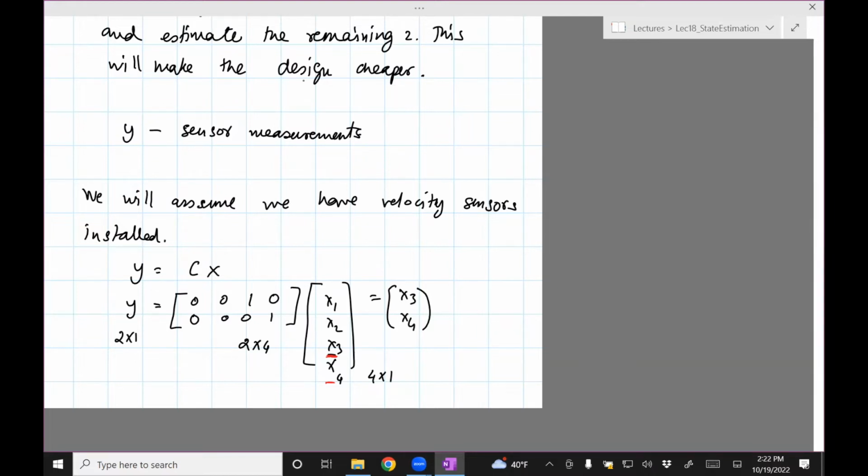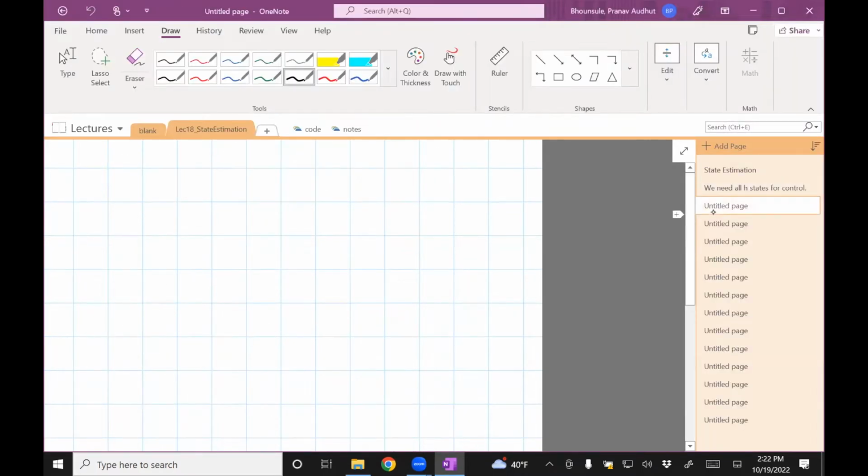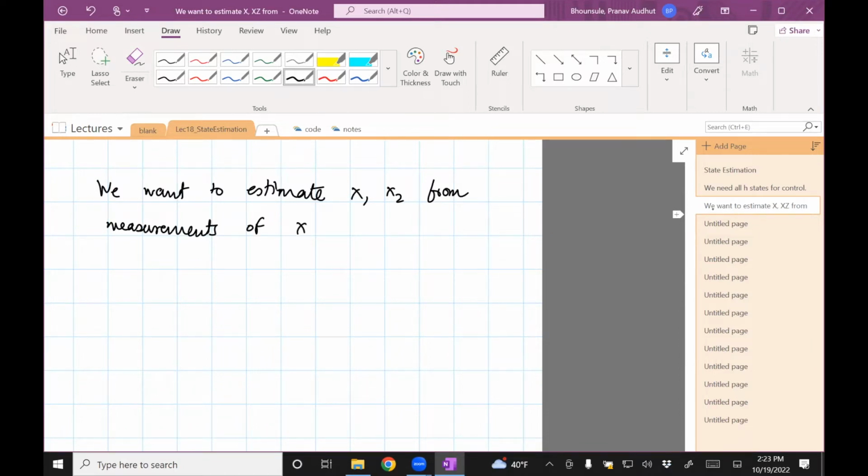Okay, now, as I said, our goal is, given x3, x4, we want to estimate x1, x2 from measurements of x3, x4.